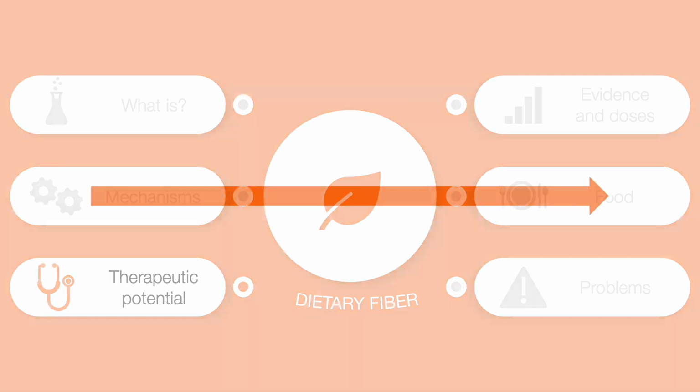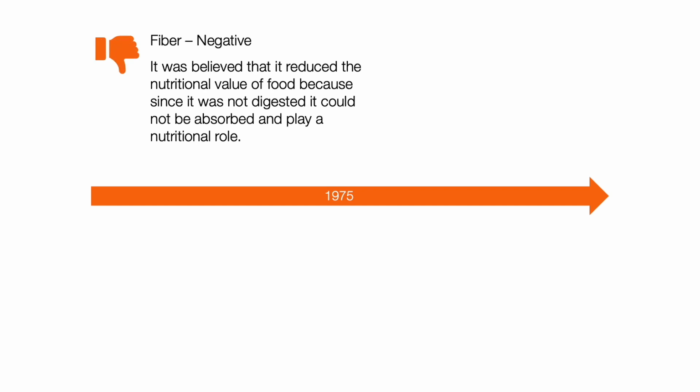Let's see now, what is the therapeutic potential of dietary fiber based on the mechanisms of action we have just seen? Until 1975, the presence of fiber in food was considered something negative, since it was believed that fiber reduced the nutritional value of food based on the belief that, as it was not digested, it could not be absorbed, and therefore could not play a nutritional role. From 1975 onwards, the beneficial role of dietary fiber in different pathologies began to be appreciated.